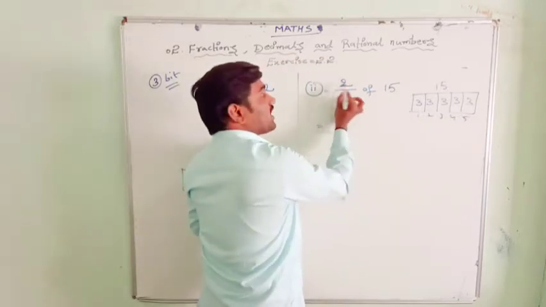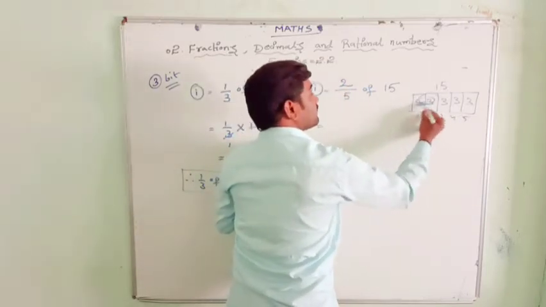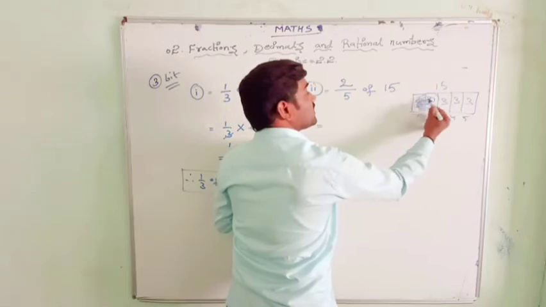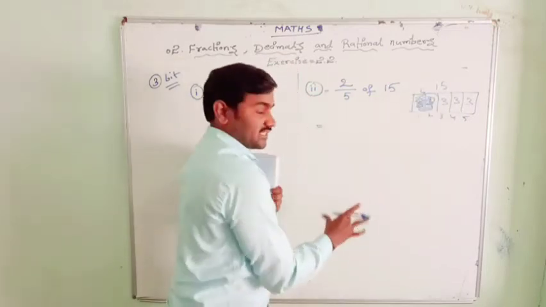From that, 2 parts I have to take. These are the 2 parts. What is the sum of these 2 parts? 3 plus 3, that is 6. That means the answer we are going to get is 6 here.